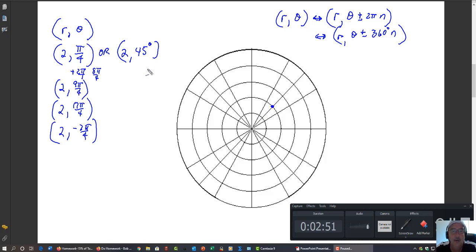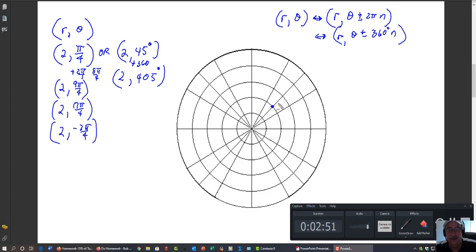Now again, I could do it with degrees as well. I think y'all see that. I'll take 360 and add it to the 45 right here, and you would get the polar point (2, 405°). All right, so that's just adding 360, and you could subtract 360 and so forth.